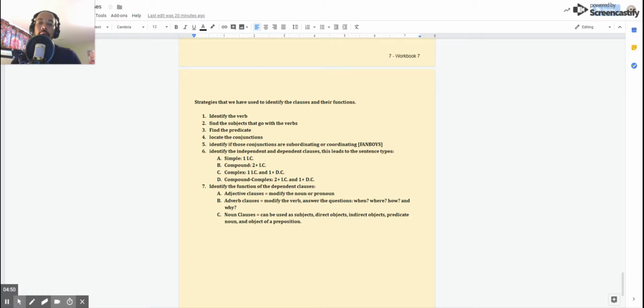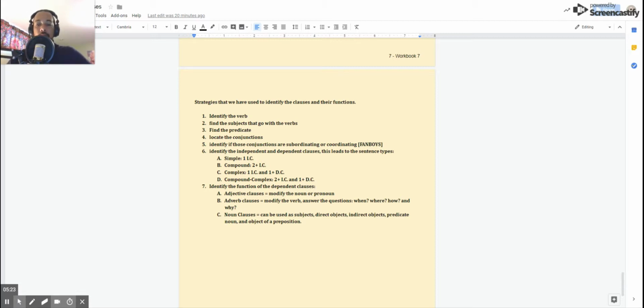Step number 6, as we identify those independent and dependent clauses, then that helps us understand the sentence types that we're dealing with. A simple sentence has one independent clause. A compound sentence has two or more independent clauses. Complex sentences have one independent clause and one or more dependent clauses. And a compound complex sentence has two or more independent clauses and one or more dependent clauses. That all sounds very messy, but as we go through these lessons, hopefully it'll start to make sense to you.